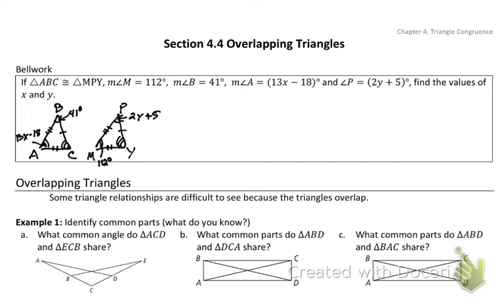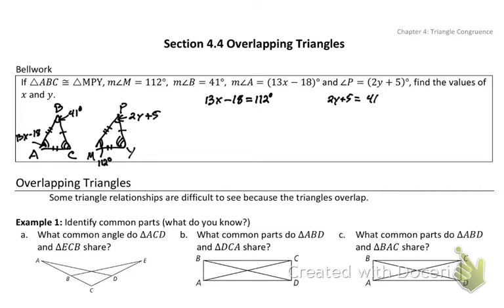So our first equation should have been 13x minus 18 equals that 112. We should also have that P and B are equal to each other. That should have been 2y. Oh, my thing came unscrewed. There we go. I would have that 2y plus 5 is going to equal that 41 degrees. And those are my two equations.